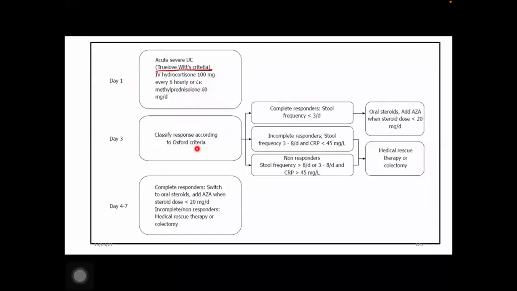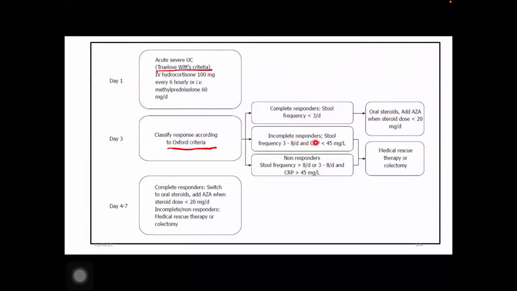On day 3, you see the response after starting IV steroids. So how do you see the response? You see the Oxford criteria. What is this Oxford criteria? You see the stool frequency and the CRP levels. So if the stool frequency is less than 3 per day, the patient has completely responded, and you can switch the patient to oral steroids and add azathioprine.